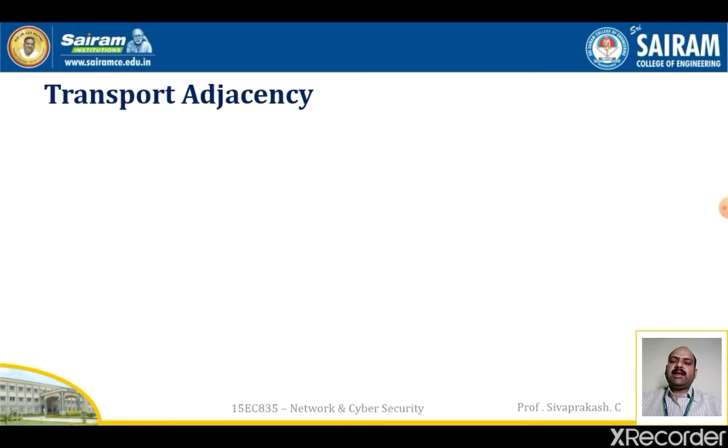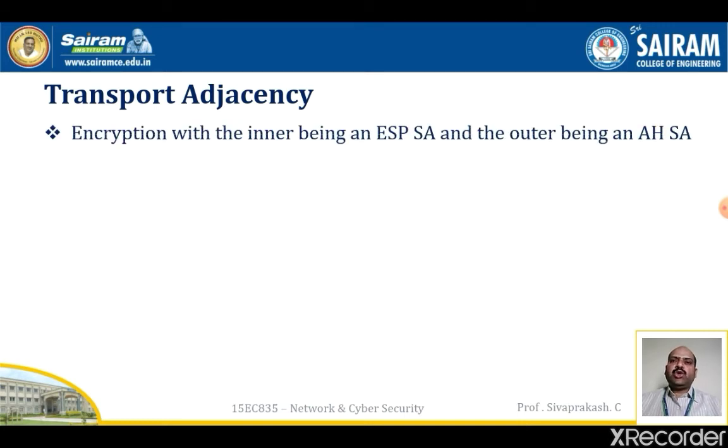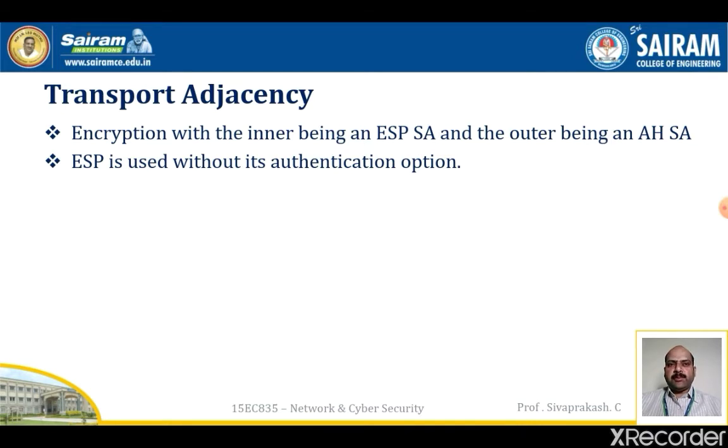Let us see in detail about transport adjacency. Another way to apply authentication after encryption is to use two bundled transport SAs, with the inner being an ESP SA and the outer being an AH SA. In this case, ESP is used without its authentication option. Because the inner SA is a transport SA, encryption is applied to the IP payload.